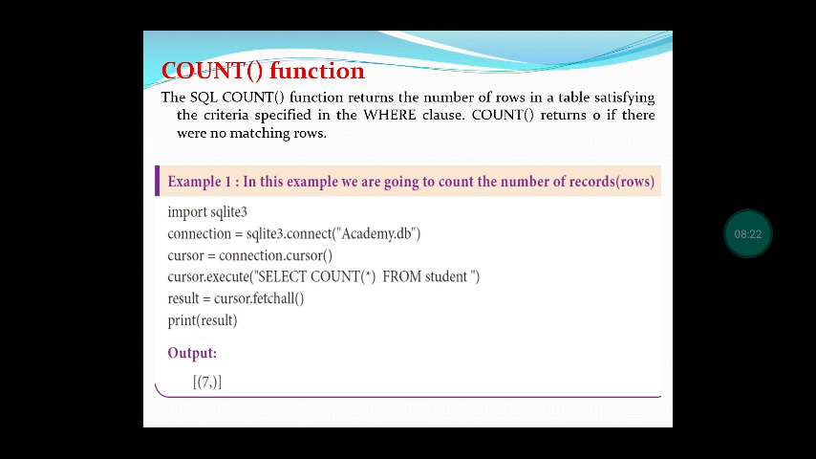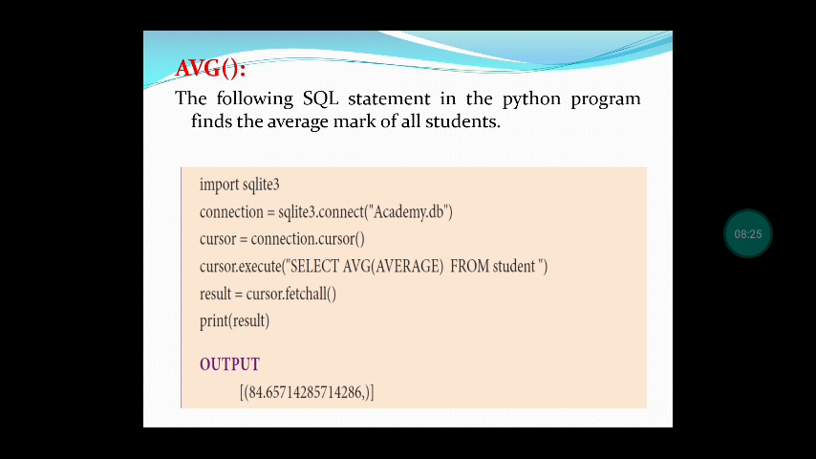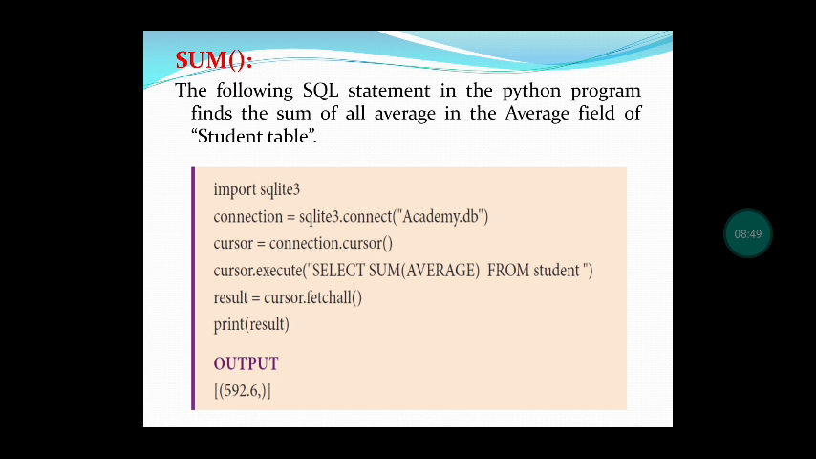Next, let us see the average function. Select AVG of average. We are calculating the average of the column average. So the output we received is 84.6571. So we have calculated the average in the column average. Okay. Next, sum. We can sum up a record or a column. We have summed up the column average. We got the output as 592.6.